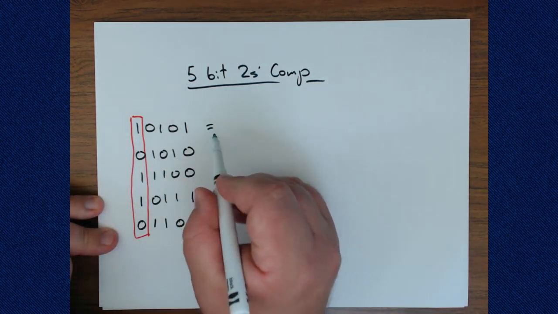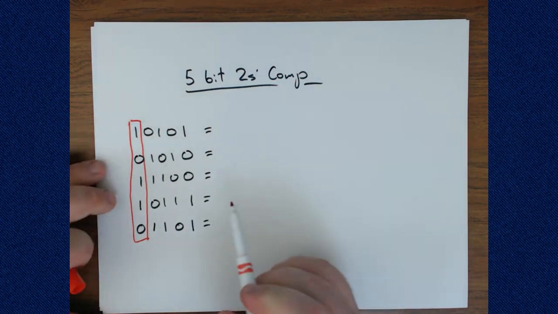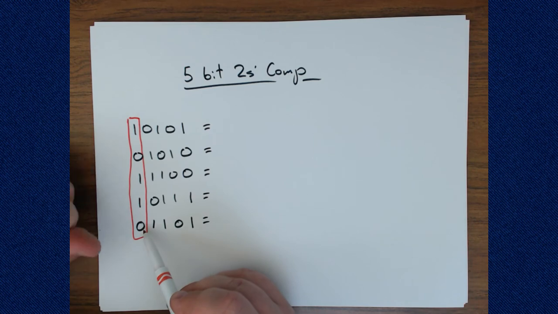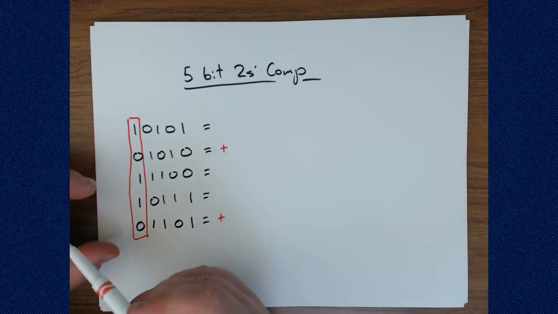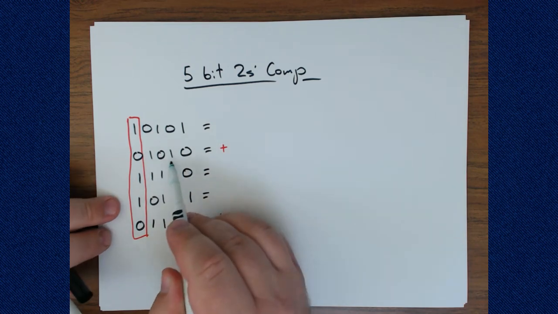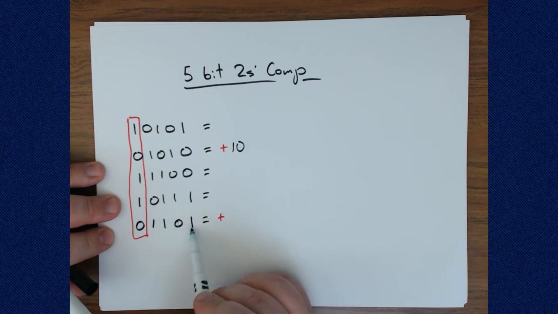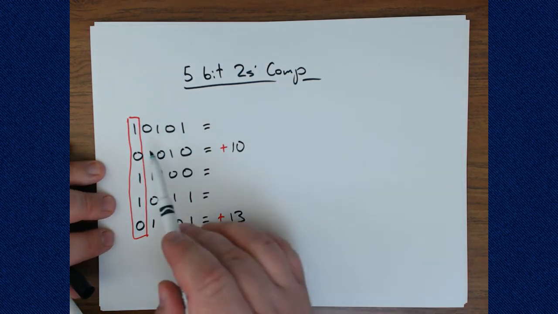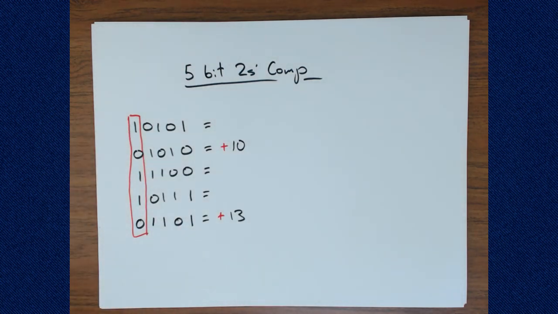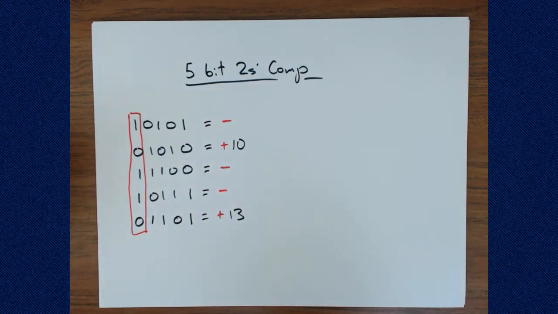So here, we'll notice that this row and this one, each of these have a 0 in the sign bit, so these are both positive, and that means we can just solve for them right away. So this one is an 8 plus a 2, that's 10, positive 10. This one's 8 plus 4 plus 1, that's 12, and 1 is 13, so we've got a positive 13. Now for these others, these are all negative. So we got a negative number here, a negative number here, and a negative number there.